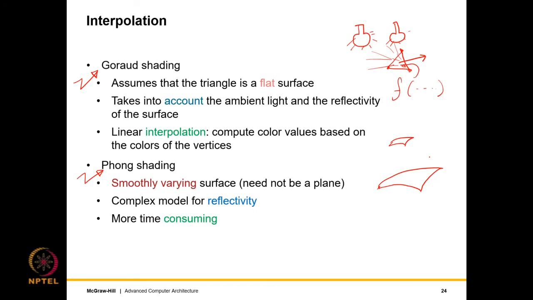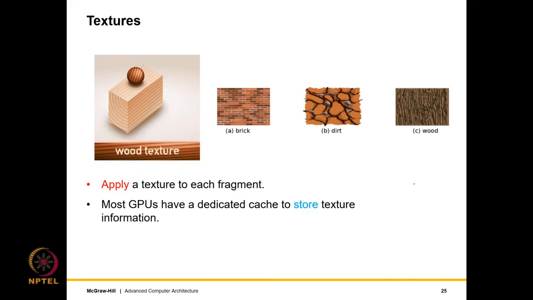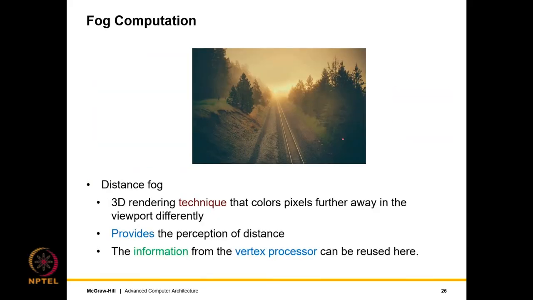So this was all about Gouraud shading and Phong shading. Both fall in the class of interpolation algorithms for pixels within the triangle. Next, coming to textures, as you can see, there is a brick texture here, dirt, wood, and so on. So we are applying a texture to each fragment. Most GPUs will have a dedicated cache to store texture information. And the last is fog computation.